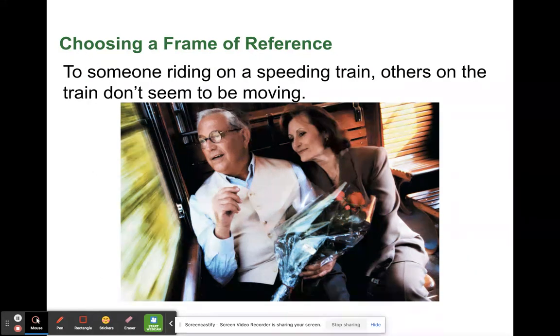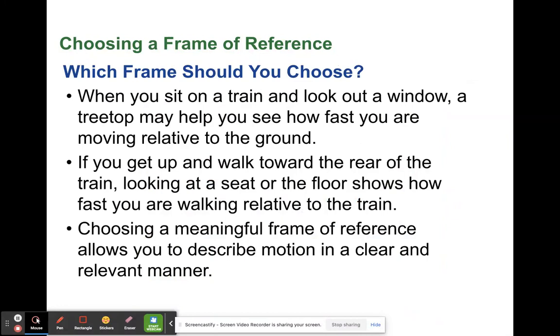So, to someone riding on a speeding train, others on the train don't seem to be moving at all. In other words, this man and woman, they're not moving relative to each other, but they're moving relative to what's going on outside the train. Which frame should you choose? When you sit on a train and you look out the window at a treetop, that may help you see how fast you are moving relative to the ground. If you get up and walk towards the rear of the train looking at a seat or the floor, that shows you how fast you are walking relative to the speed of the train. Choosing a meaningful frame of reference allows you to describe motion in a clear and relevant manner.